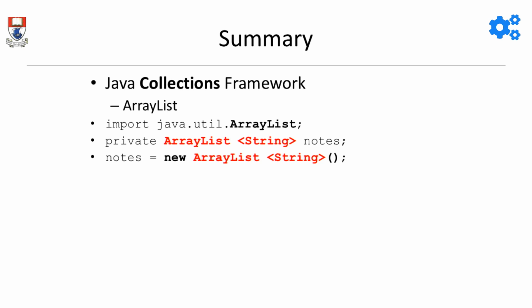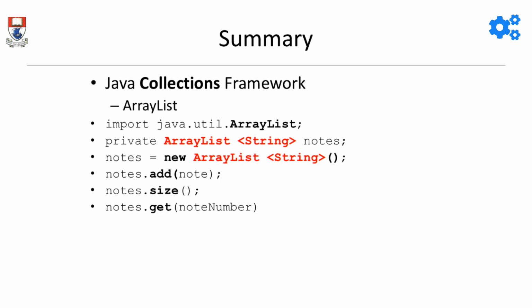Then we have notes, which is a new array list of string. This is how we initialize it. We're going to use the add method to add a new note. We use the size method to return how many notes are in the collection. We can use the get method to return a specific note.